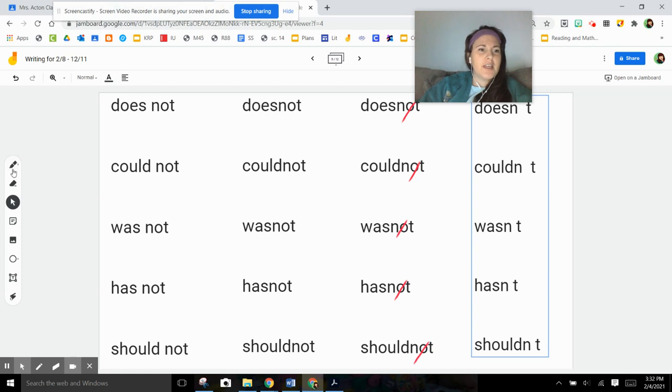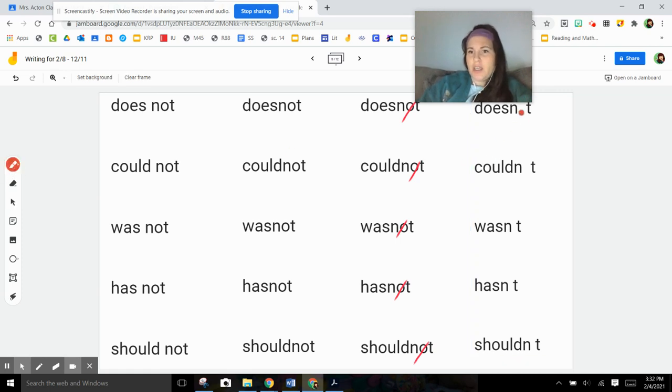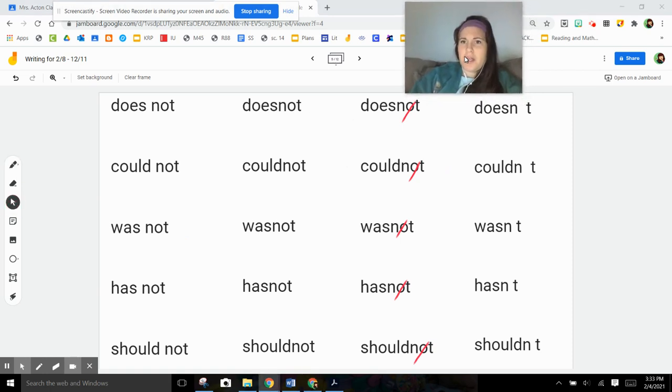An apostrophe. There's 2 ways you're going to make an apostrophe. You can either just do a curved line, the tail part, or you can do a period with a tail. Miss Acton usually makes hers like that because it looks more like the actual sign of an apostrophe that you would type in a paper.